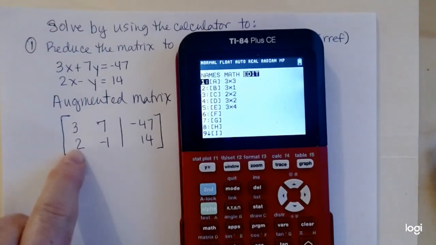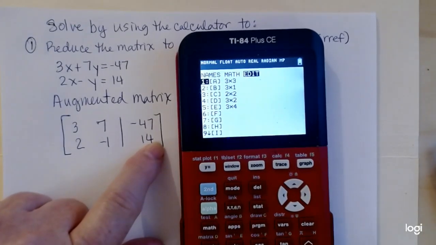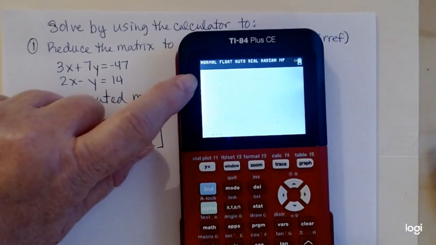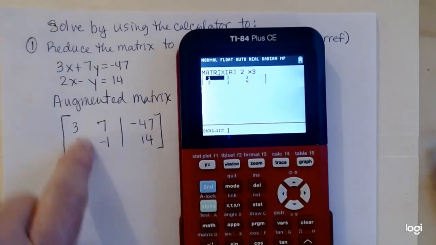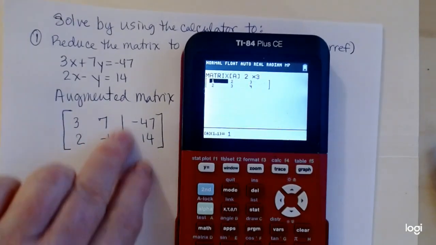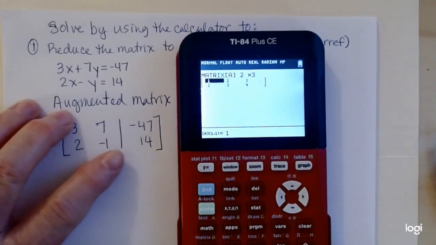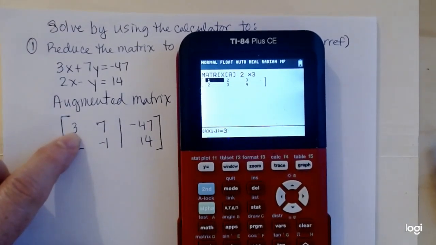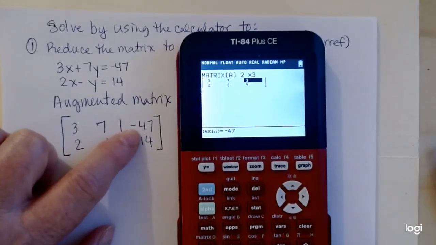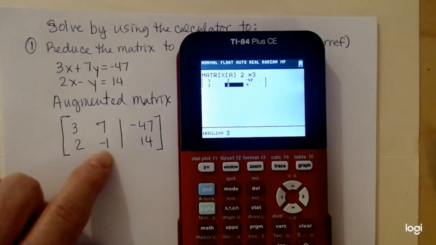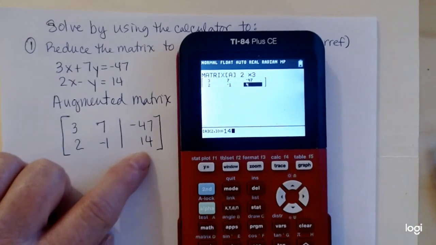And this is a 2-row, 3-column matrix, 2 rows and 3 columns. So this is a 2 by 3. So I'm going to choose A, and I'm going to edit it. I'm going to make it a 2 by 3. And then I'm going to put these numbers in. Now this doesn't have the line for the augmented matrix, but the calculator knows what it's doing. It doesn't have to have that line. So I'm going to put in the 3, enter, 7, enter, negative 47, enter, 2, enter, negative 1, enter, and the 14, enter.